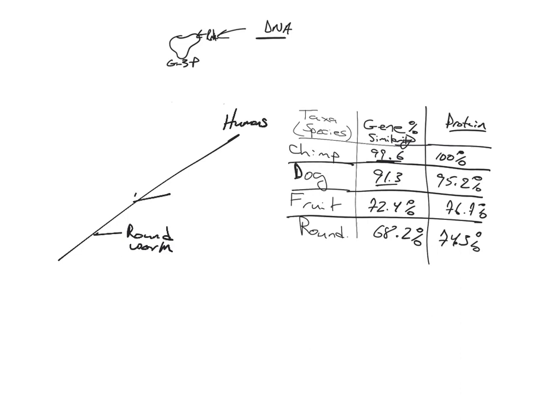Roundworm, then fruit fly, then dog, then chimp. So when we look at this, humans and roundworms had a common ancestor back in the day. Probably a lot further back than the common ancestor between chimp and humans. Does that make sense? And these percentages demonstrate that. That seems simple enough, does it not?